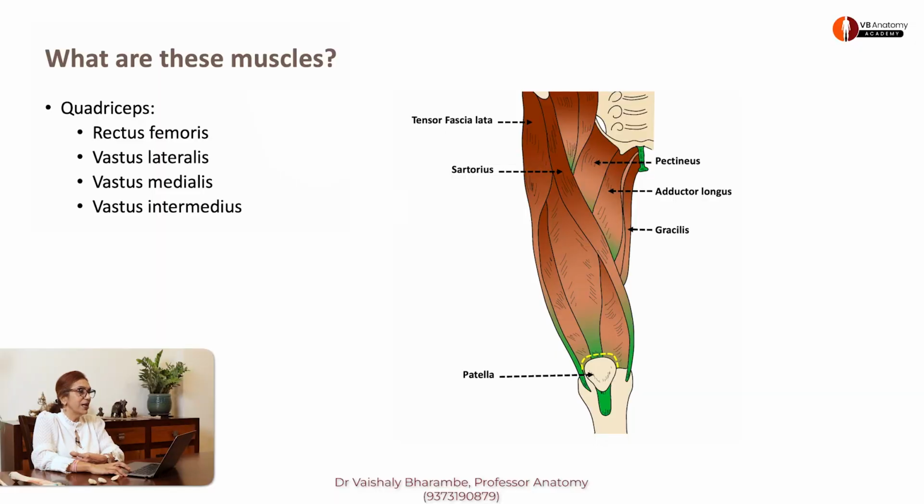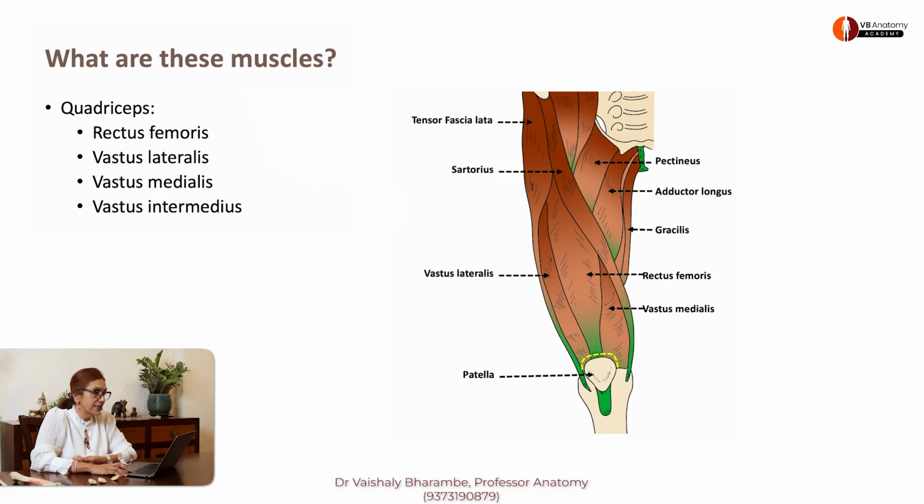What are these four muscles? They are the quadriceps muscles. Okay, so let's take a look. What are quadriceps? Quadriceps are four muscles together. Rectus femoris here, medial to it vastus medialis, lateral to it vastus lateralis, and deep to it vastus intermedius. Four muscles together form the quadriceps.